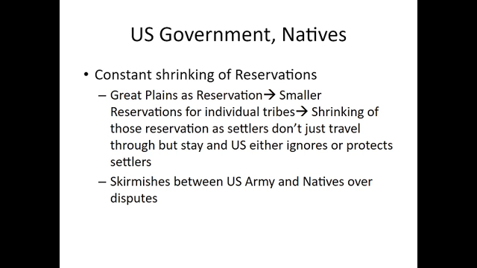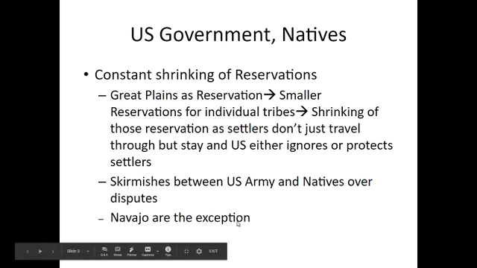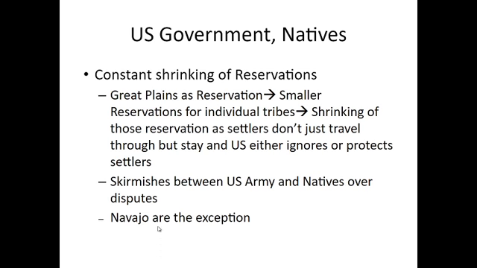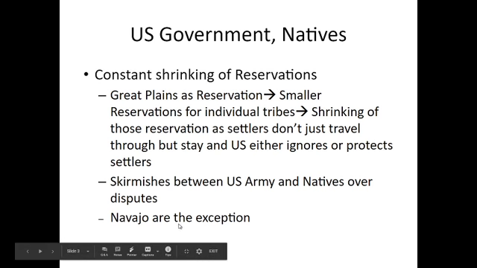But eventually, even that area, right, the U.S. starts to claim and take over that Great Plains area. And so the reservations get smaller and smaller and smaller, and the conflicts between the U.S. Army trying to protect the settlers and the natives increases. And for the most part, a lot of people get moved or stuck in a new land that isn't theirs, or their reservations shrink, and it's all bad.